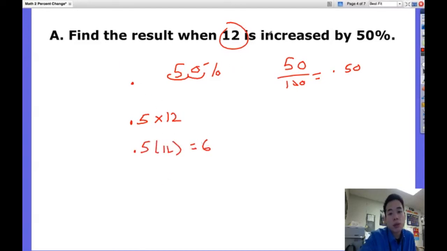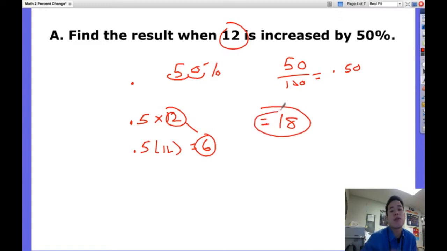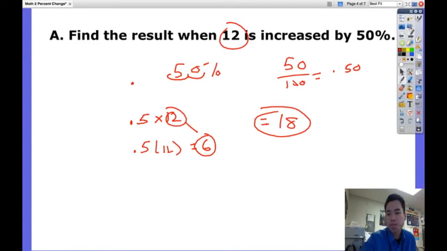So find the result when 12 is increased by 50%. I'm going to increase 12 by 6, which is now 18. So my result here is going to be 18. So to find the increase, you first find 50% of your original, and then you add it together. Okay, let's do the next problem.